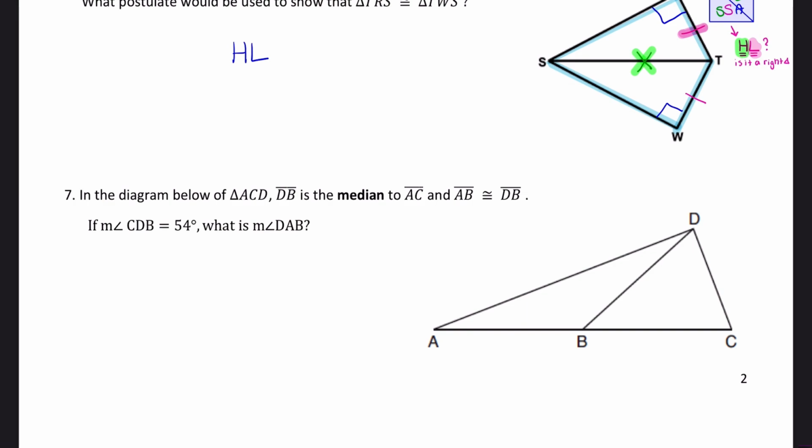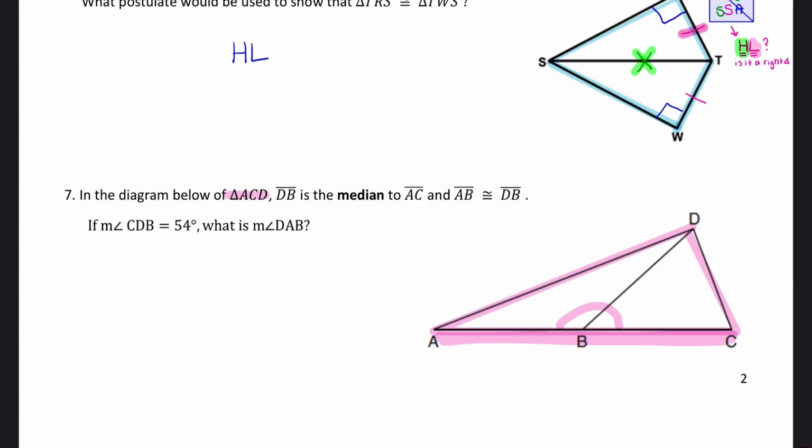So again, I'm going to read through it. I'm going to think about the givens, and I'm just going to take them one by one. So example number 7 says, in the diagram below of triangle ACD. Now remember, ACD being a triangle may seem insignificant, but it gives us this as a straight line, which is really, really important because it's telling me that these two are linear pairs, which means that they're supplementary, or I can add them to equal 180.